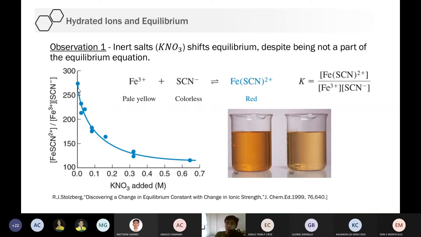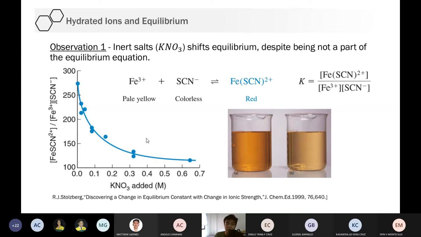Diba dapat, according to Le Chatelier principle, hindi mababago yung equilibrium system, kasi wala yung potassium and yung nitrate ion sa equation natin. So, hindi natin ma-apply yung Le Chatelier principle pag other ions yung nilagay natin. However, in reality, nagbabago yung equilibrium constant, no? So, pag naglagay ka ng inert salt, nagbabago daw yung equilibrium constant.